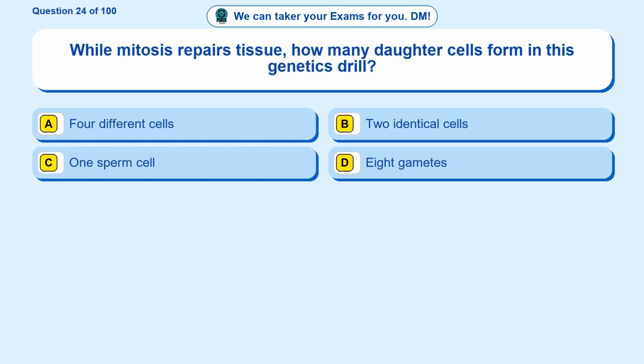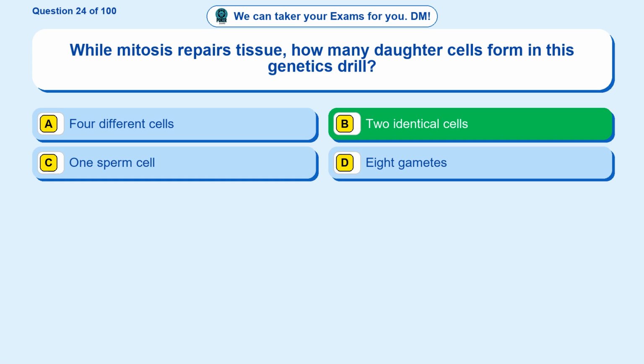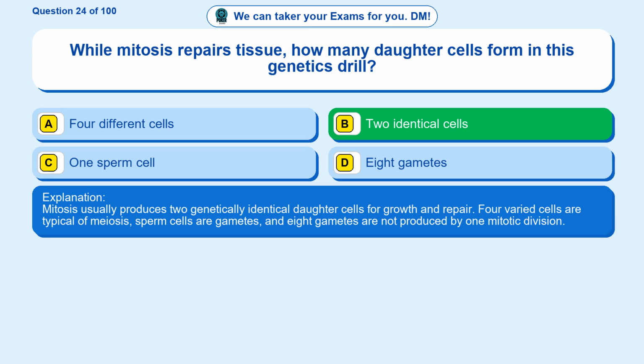Question 24. While mitosis repairs tissue, how many daughter cells form in this genetics drill? Option A. 4 different cells. Option B. 2 identical cells. Option C. 1 sperm cell. Option D, 8 gametes. The correct answer is option B. 2 identical cells. Mitosis usually produces 2 genetically identical daughter cells for growth and repair. 4 varied cells are typical of meiosis, sperm cells are gametes, and 8 gametes are not produced by 1 mitotic division.